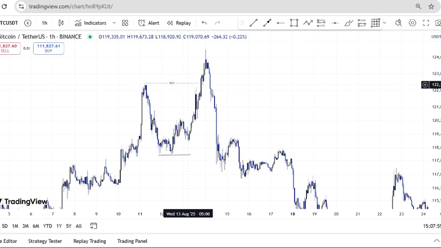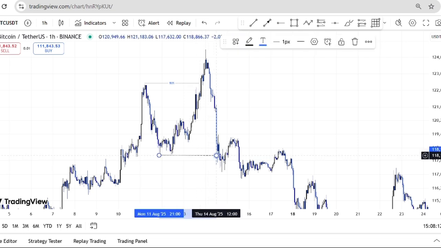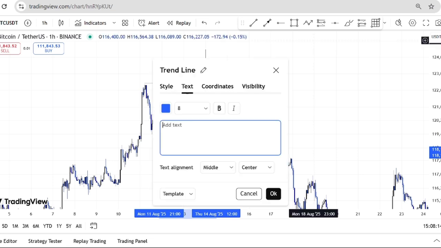After we had this break of structure, remember, this was the last low I was expecting the market to take out to give me a confirmation telling me that I now have a change of character at this point. So this low was taken out. After this low was taken out, I had a change of character.